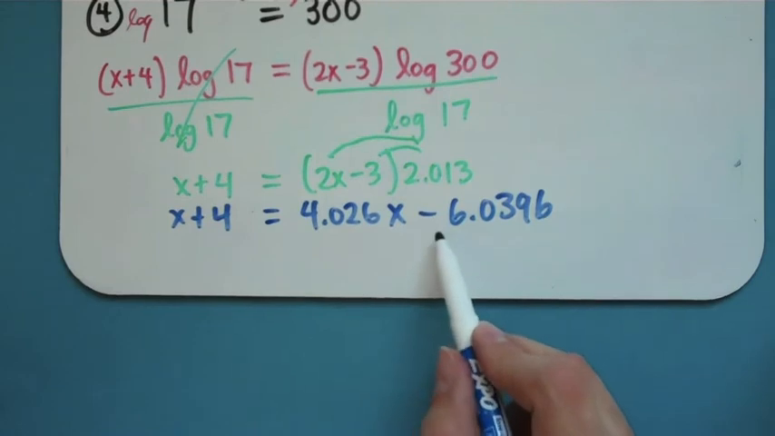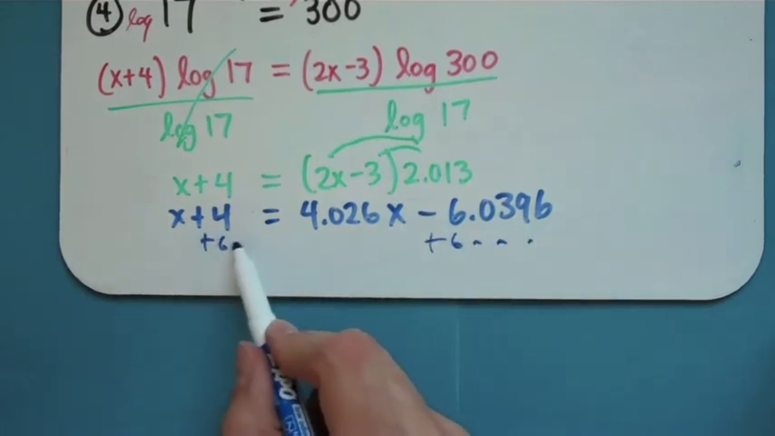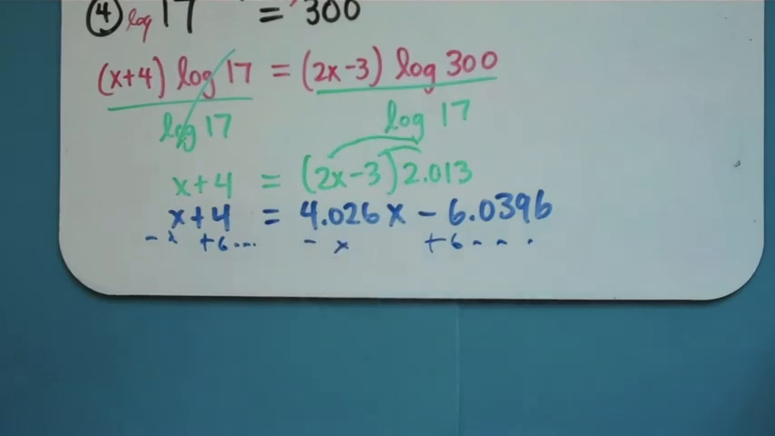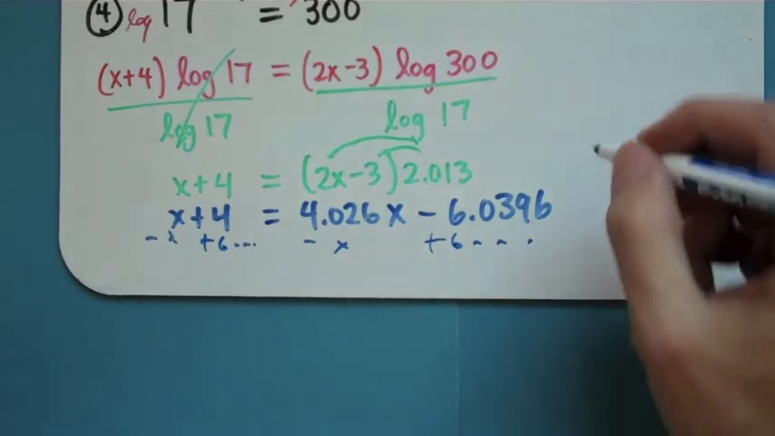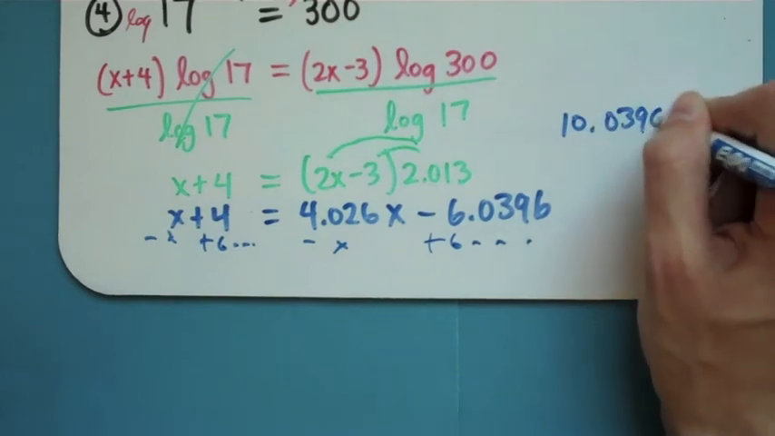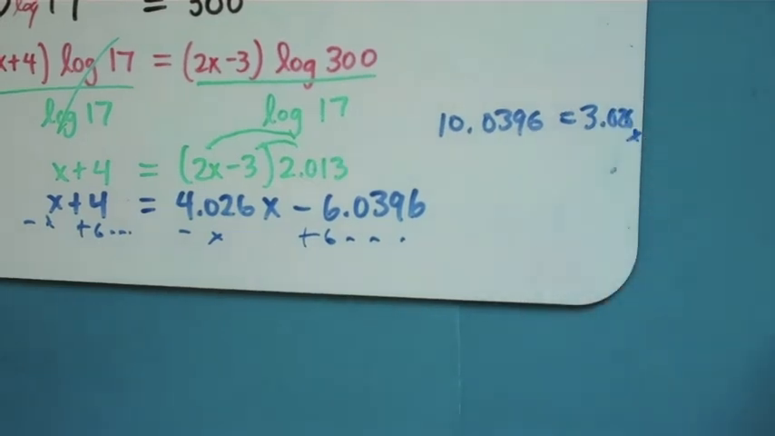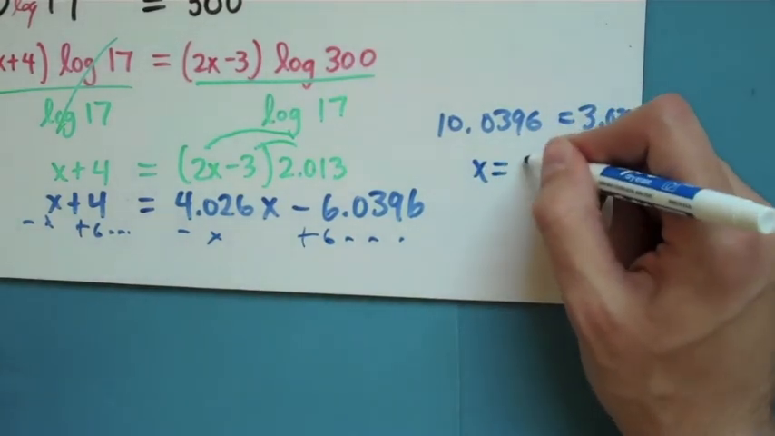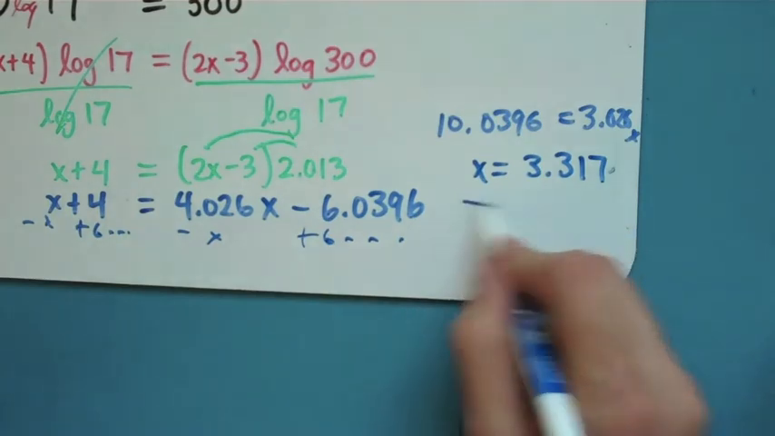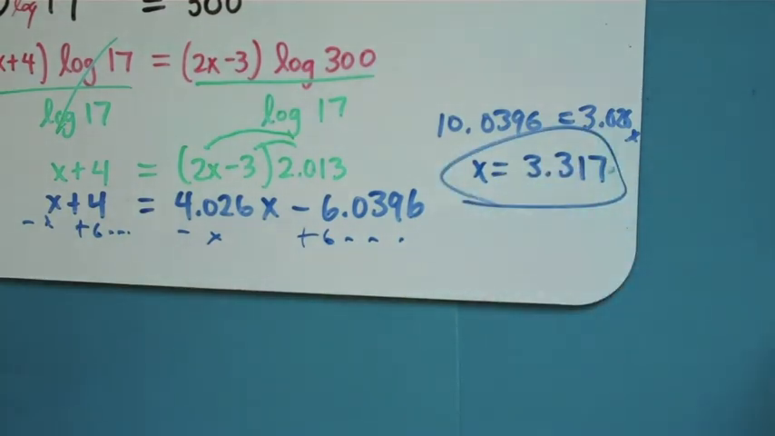So what I'm going to do is add this 6 point whatever to both sides and subtract an x from both sides and just doing algebra really. Let's see. If I do that calculation, what I will end up with on my next step is 10.0396-ish equals 3.026x, and if I divide that, I end up with approximately x equals 3.317. Along the way, my decimals, I took a conscious decision. By adding decimals in this problem, I made my answer a little bit rounded in the end, but this is the approximate answer.